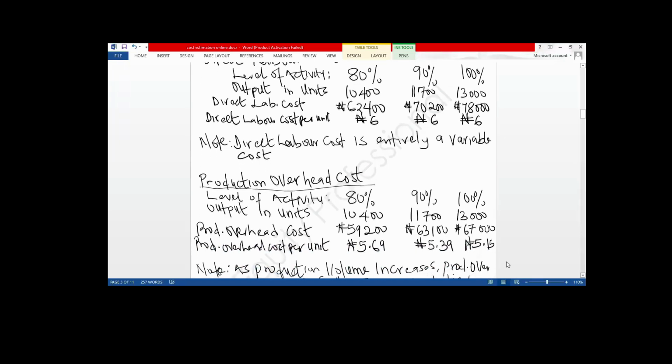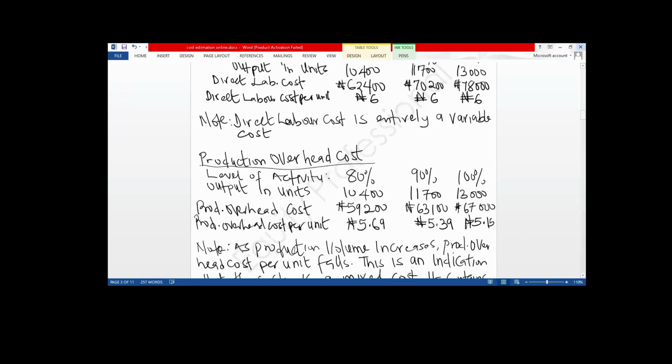We are talking of production overhead. At the highest activity level, the production was 13,000 units. Overhead cost total 67,000. The lowest level here is 80%. At this level, the production was 10,400. Overhead cost at this level, 59,200. I'll pick these two variables.